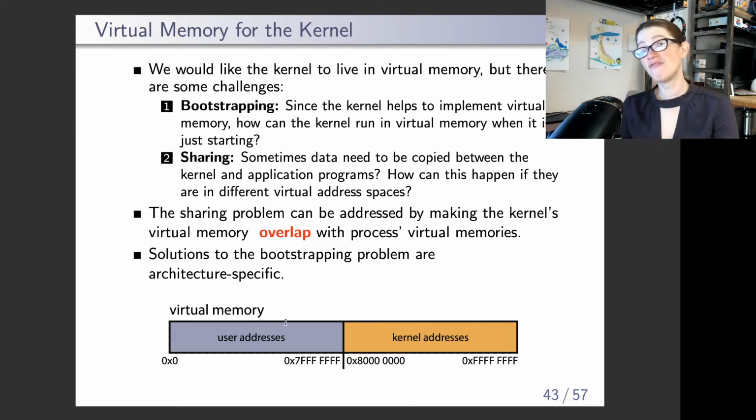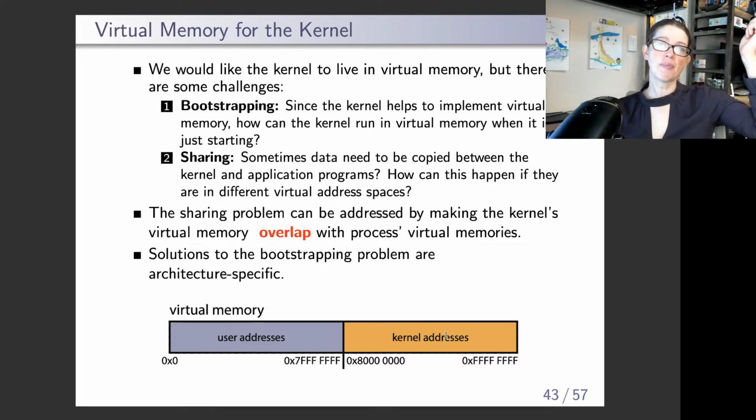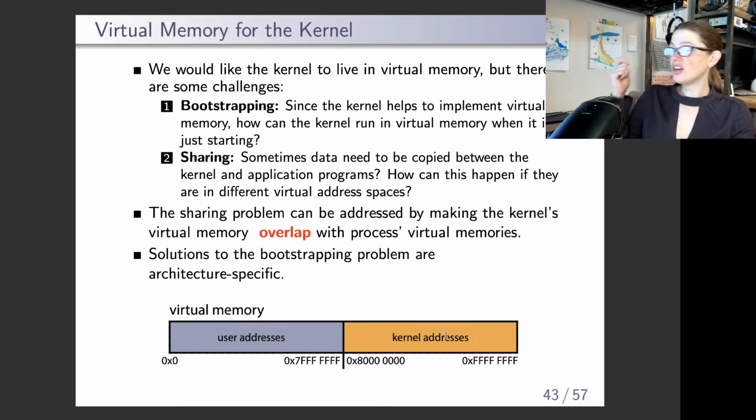And that split is 50-50. It doesn't have to be 50-50, and certainly other operating systems have done different splits, but the 50-50 split is the most common one. The lower 50% of addresses will be for the user process, and the upper 50% of addresses will be for the kernel processes. And what's interesting is now we can differentiate: this is a user address, and this is a kernel address.